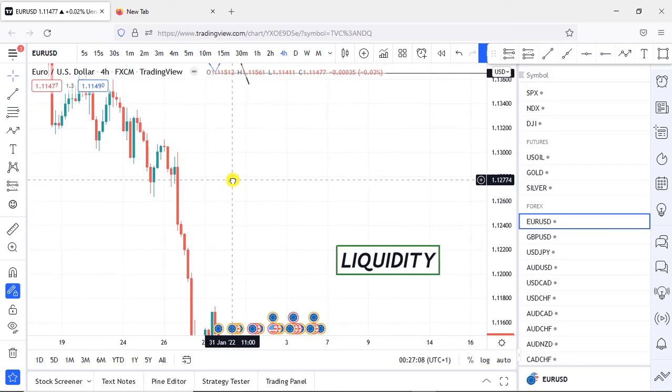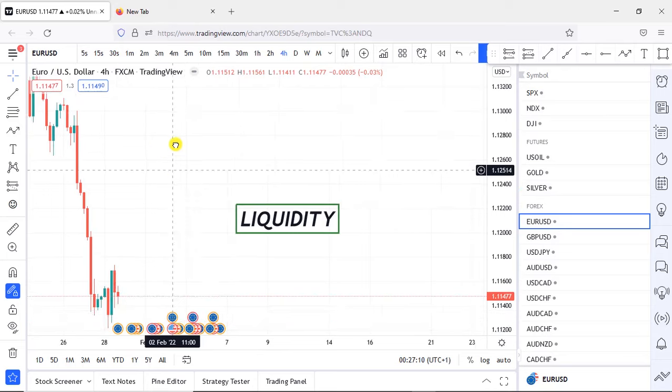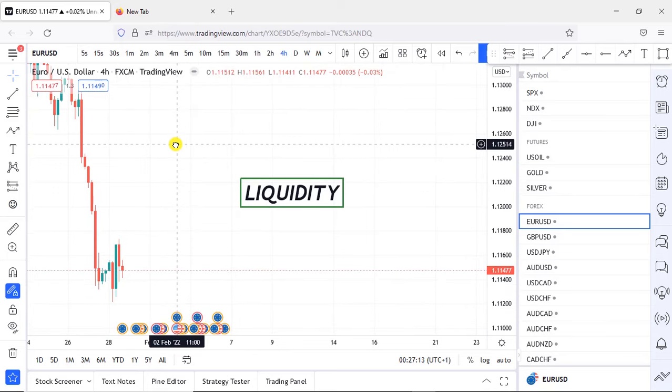And I believe that from this video now you understand clearly what liquidity is. And now you know where those demand zones or supply zones or order blocks are in the market, and now you know why they are formed and how they are formed.